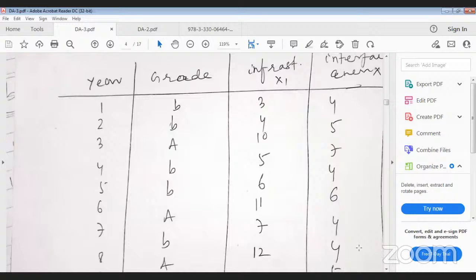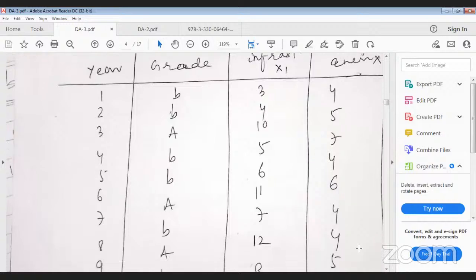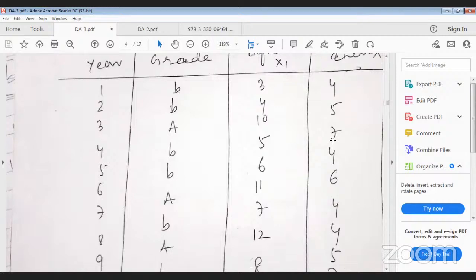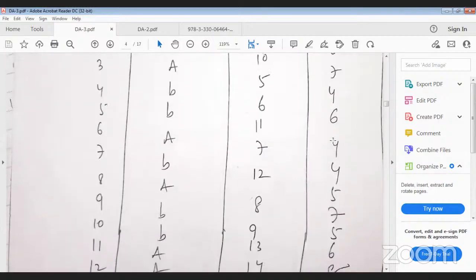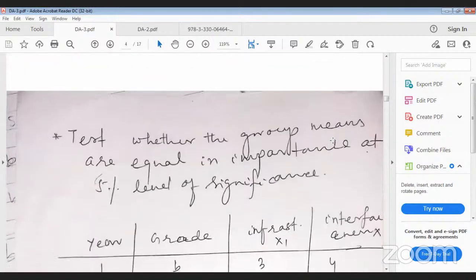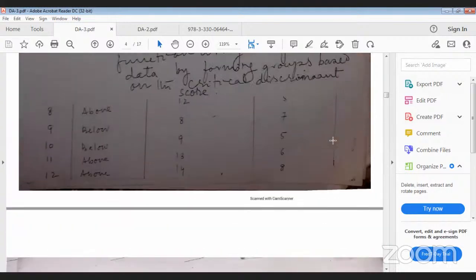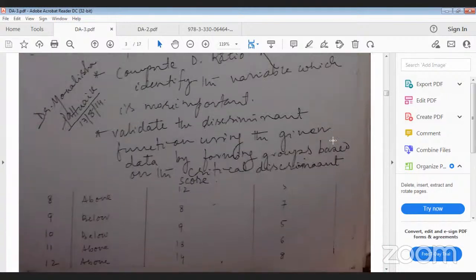So here, this is your database. When the A grade is coming, the infrastructure spending is 10 lakh and interface event is 7 lakh. Like this, these are your data points. Then what to do? This is the objective: test whether the group means are equal at 5% level of significance. We have to go for testing, so we have to go for validation.